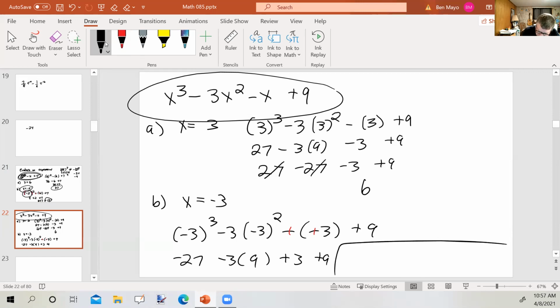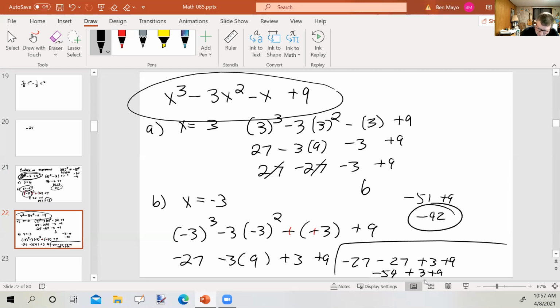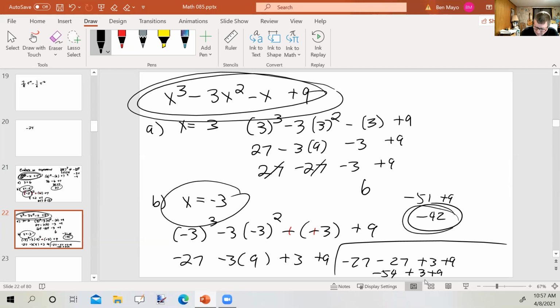So then I've got, let's see, I've got -27 minus 27 plus 3 plus 9. Well, -27 minus 27 more would be -54. -54 plus 3 plus 9 would be what? -51 plus 9, which is what? -42, I believe. So the value of this expression when x is -3 is -42.